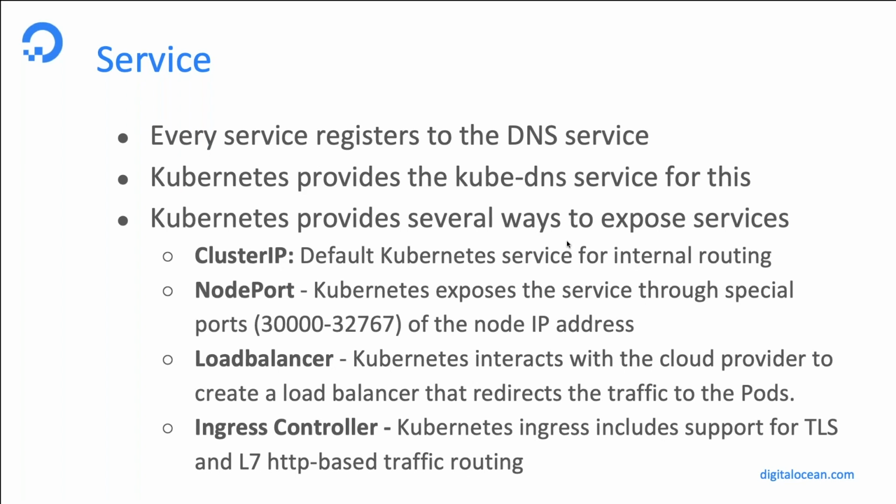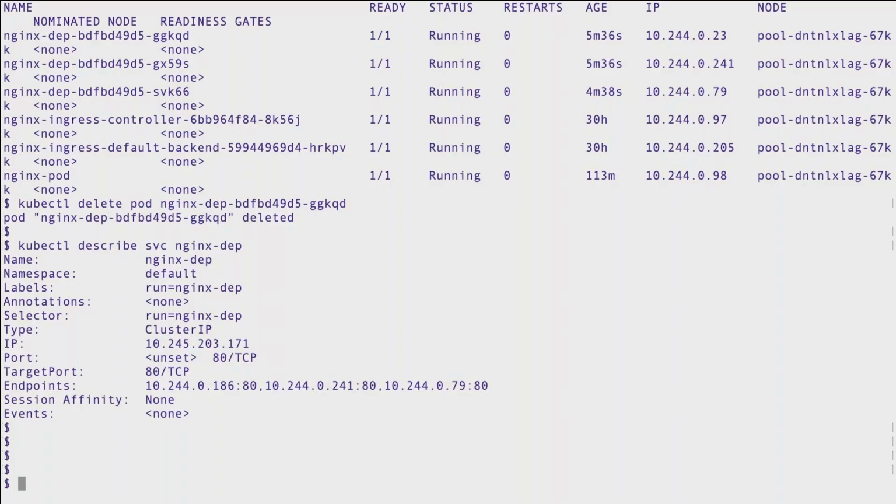There are different types of services. So let's see what all types of services there are. There is cluster IP, which I created. With this, it is only accessible inside the cluster. It is not accessible outside the cluster. I'll do a tweak over here.